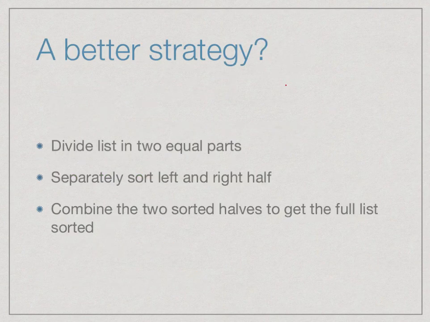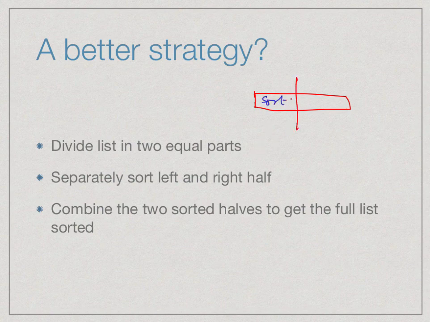So can we do better than O of n squared for sorting? Here is a better strategy, which is called divide and conquer. We take the given list and we divide it into two halves. Then we separately sort the left half and the right half, and then we combine the two sorted lists into a single overall sorted list.